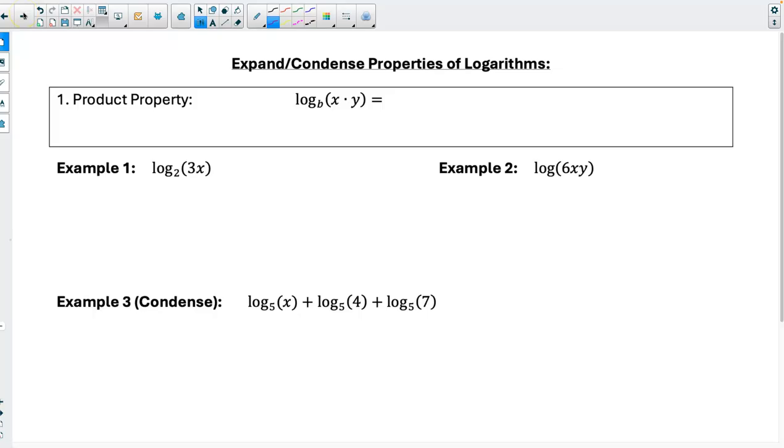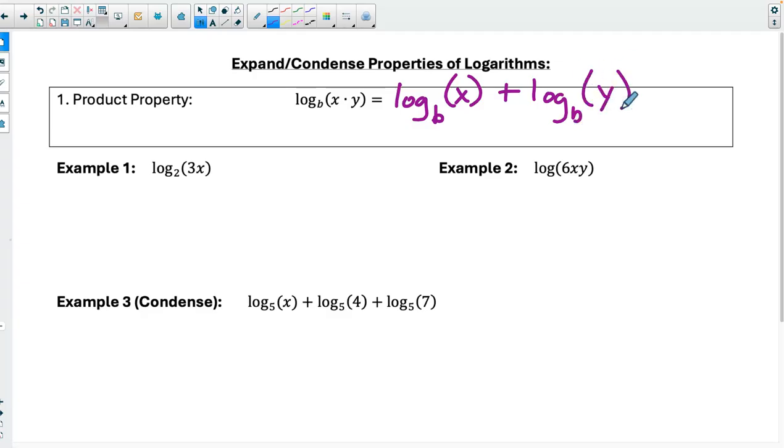So we're going to start with our product property. What I want you to realize is the exponent properties are just being translated to your log properties. So when I look at the product property here, this is going to be the same as log base b with an argument of x, and I put a plus sign between them. And then I put log base b with an argument of y.